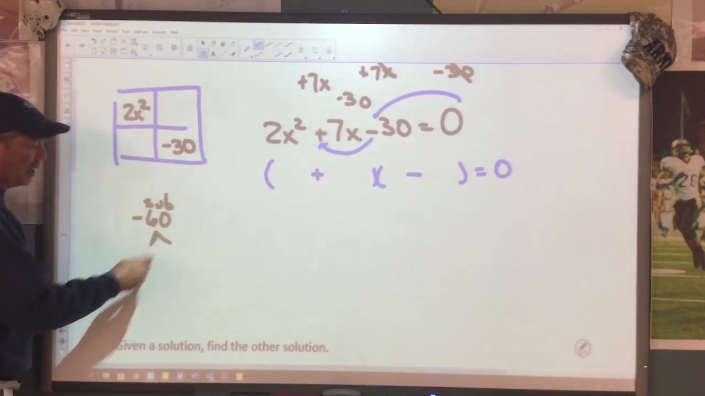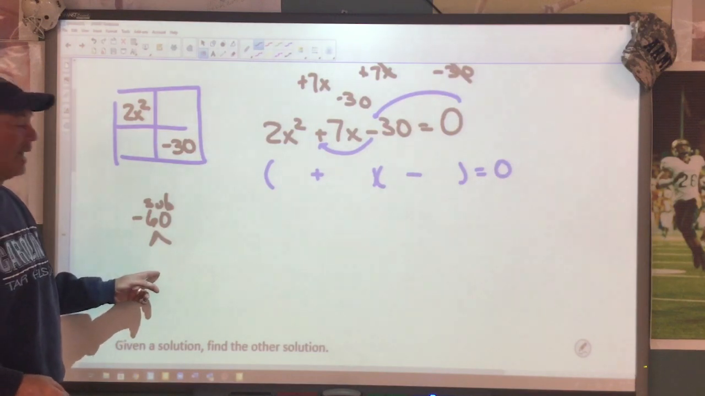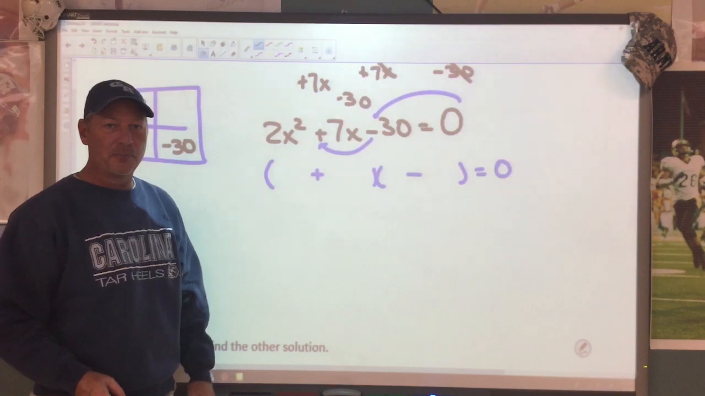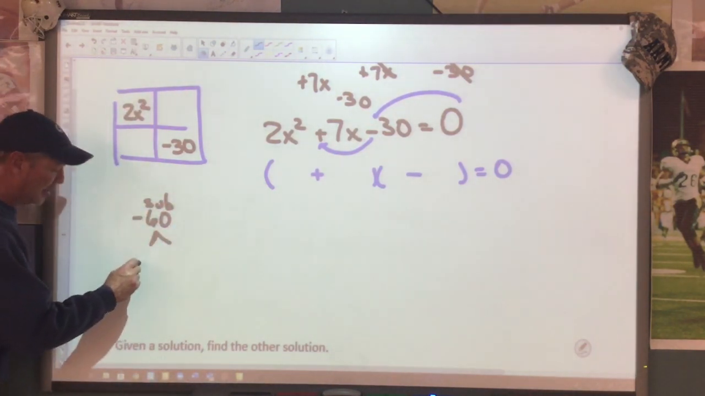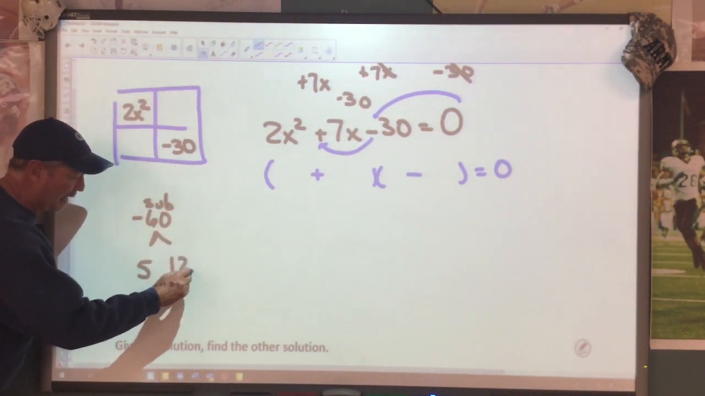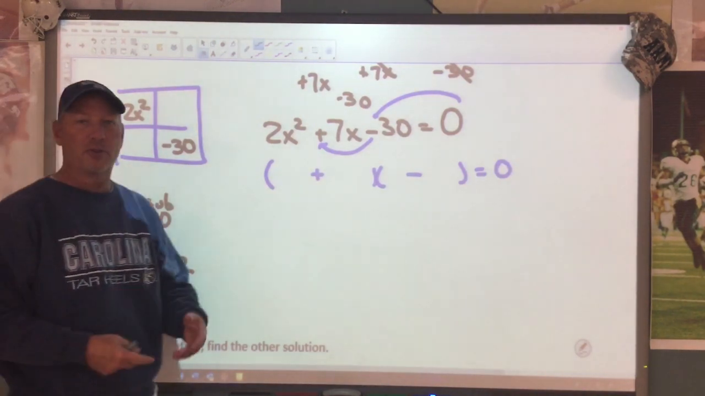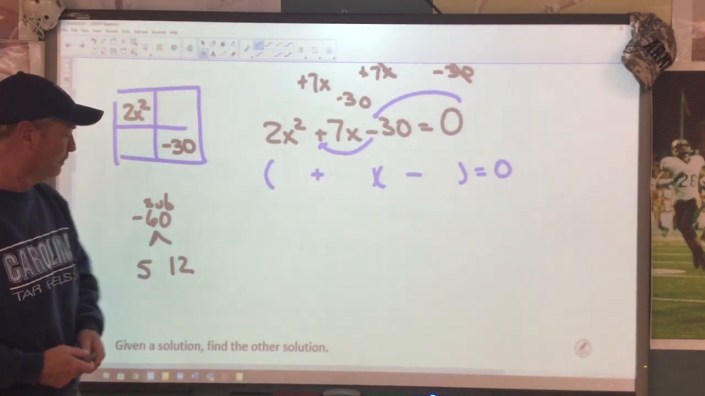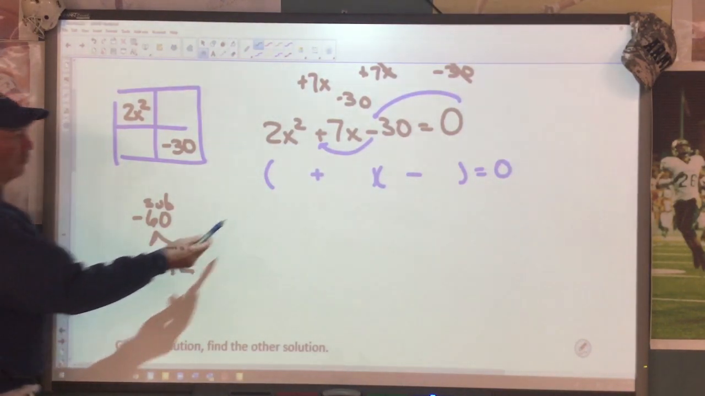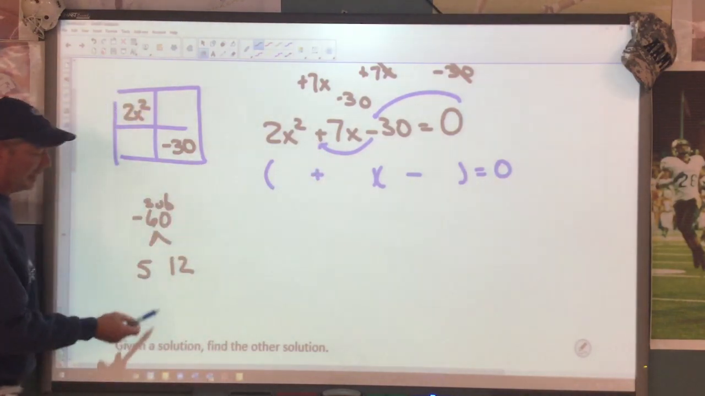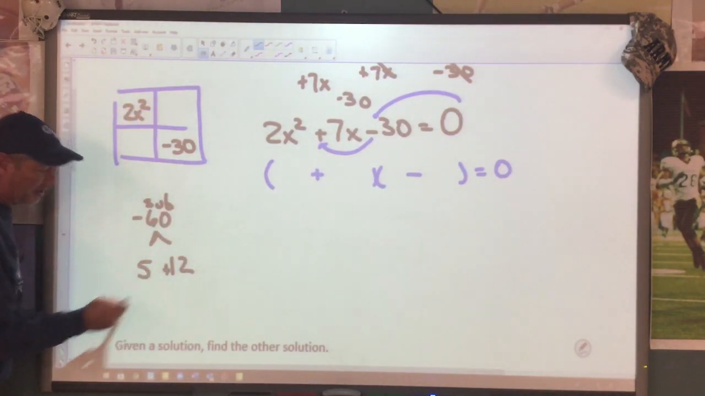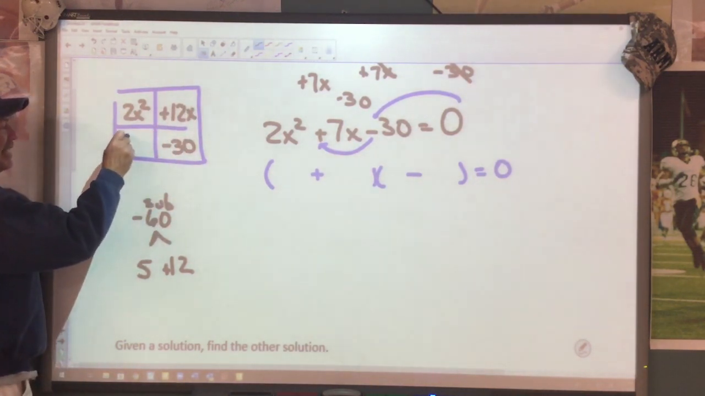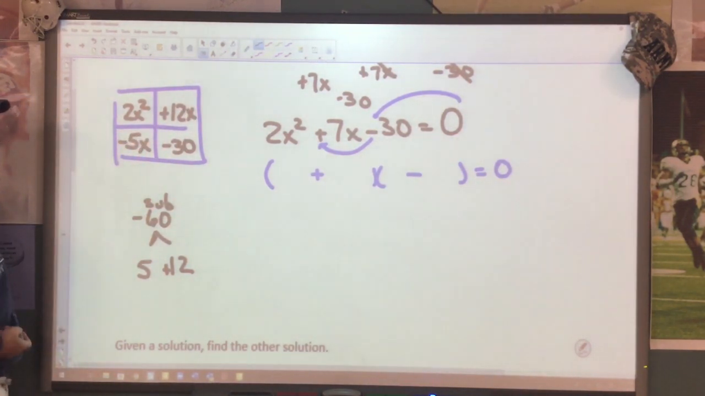And we're going to look for a combination that when you multiply will give you 60, but when we subtract, it will be 7. It turns out that we're going to use 5 and 12. Now, I'm not going to go through all the factors. We're going to speed this up because you've done this before. So we're going to put in, remember that it is a positive 7. So the plus sign goes with the bigger number. That is a positive 12x, and that is a negative 5x.